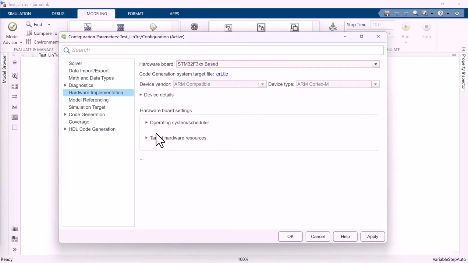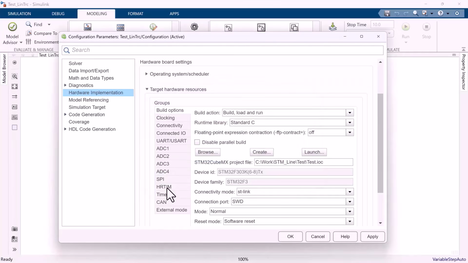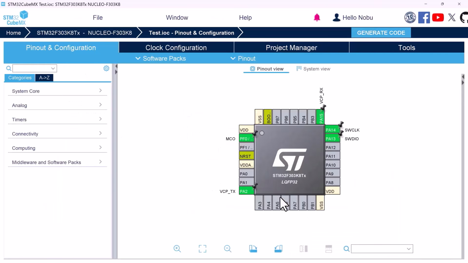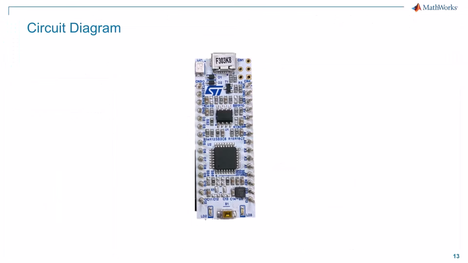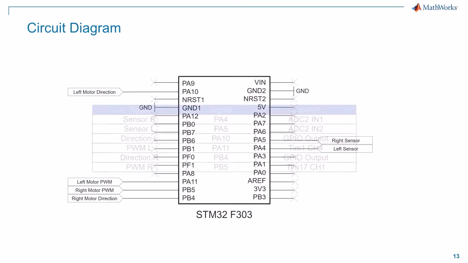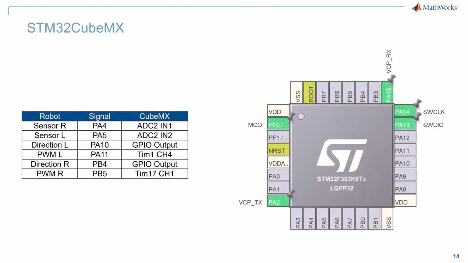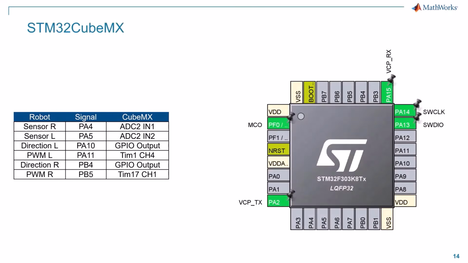After that, create the .ioc file for STM side software integration. Specify the project name and select the hardware board. Click Launch to open the generated project. From here, proceed with the pin configuration. This is the STM32 board used in this project, based on its circuit diagram and the corresponding pin assignment table. We will configure each pin in CubeMX.